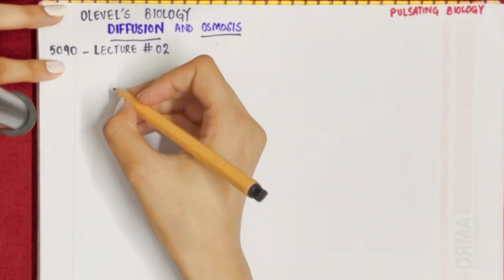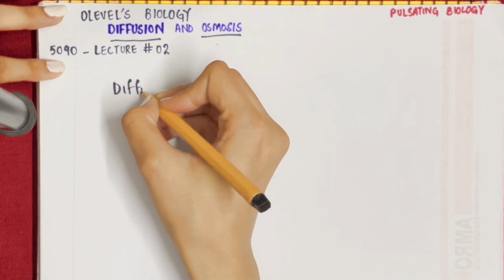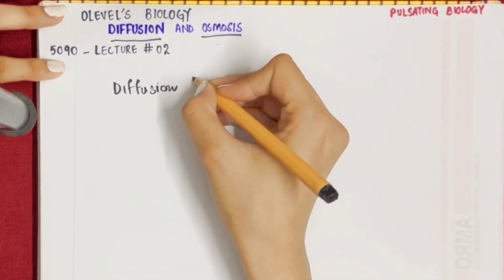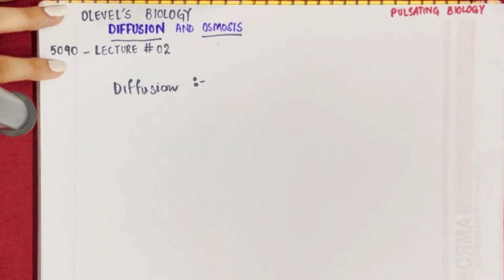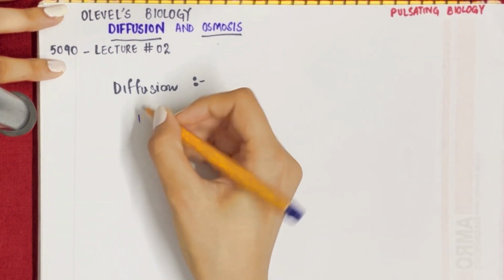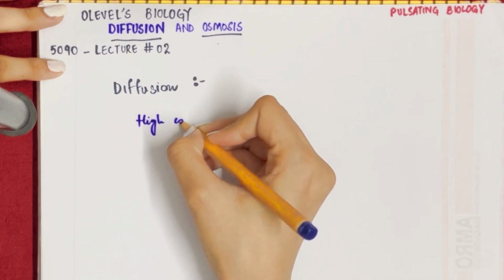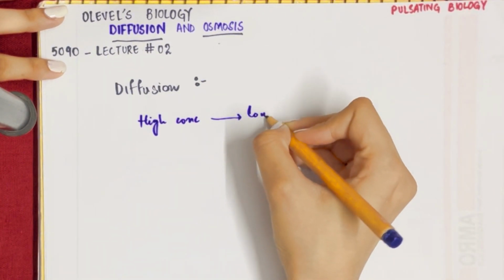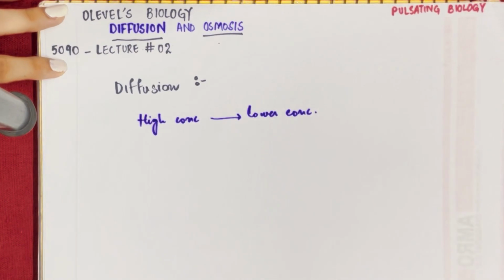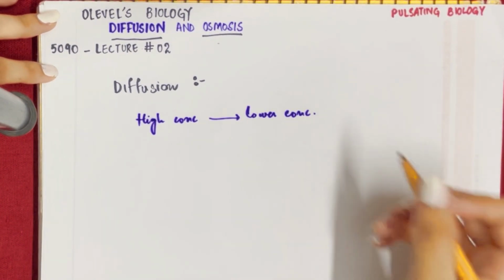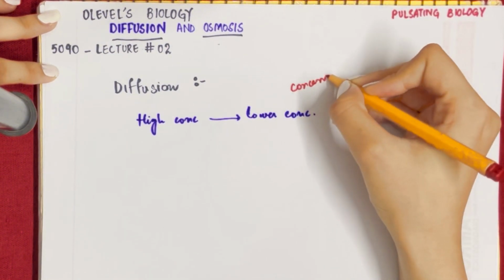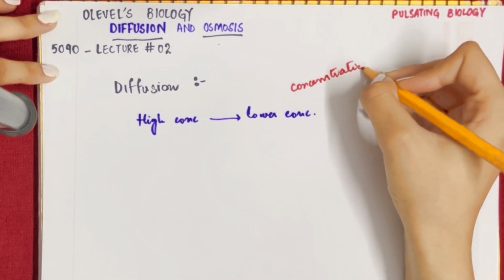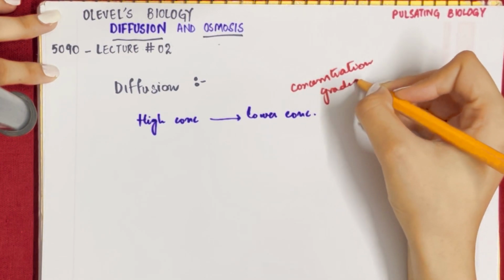Let's start with the term diffusion and learn what diffusion means. If you talk about the verbal explanation, diffusion is basically defined as the movement of particles from the region of higher concentration to the region of lower concentration along the concentration gradient. The important term in this definition is the concentration gradient, and it is very important to understand what is meant by it.